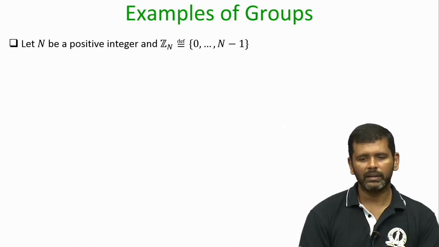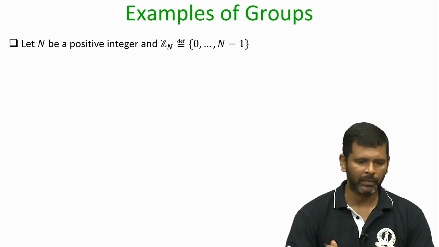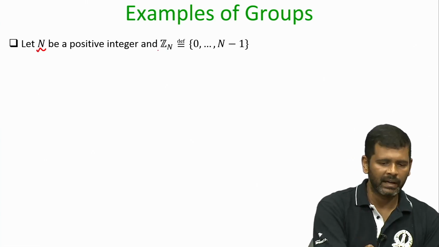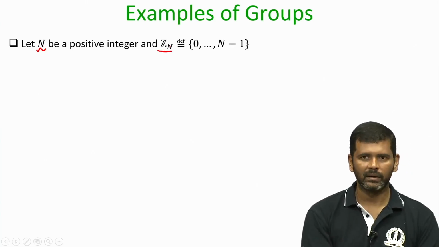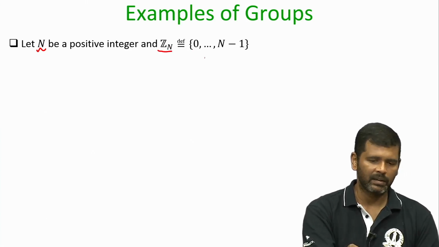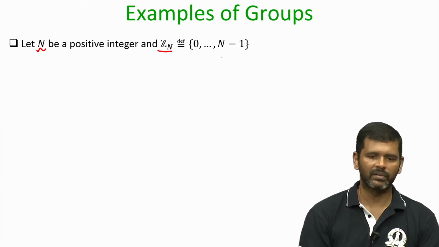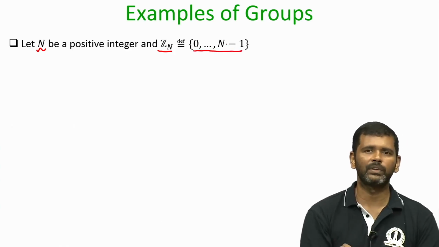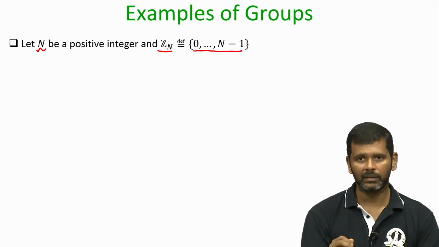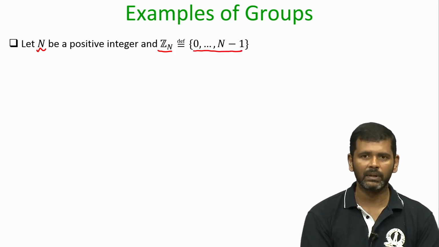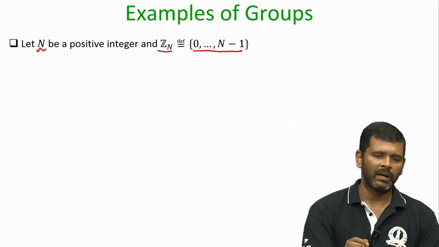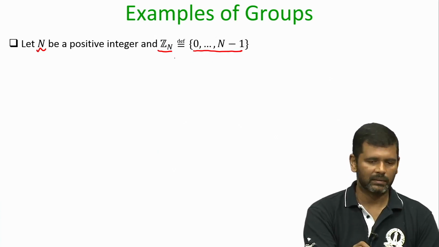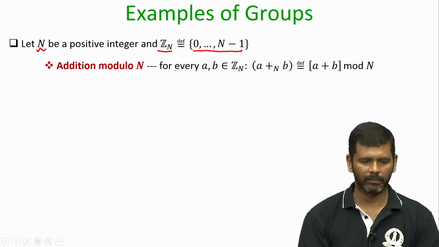Now, let us see some other interesting examples of groups. Imagine n is a modulus, a positive integer, and I define the set Z subscript n to be the set of integers 0 to n minus 1. Basically, it is the set of all possible remainders which you can obtain by dividing any integer, positive or negative, by n. The set of those remainders is my set Z n.